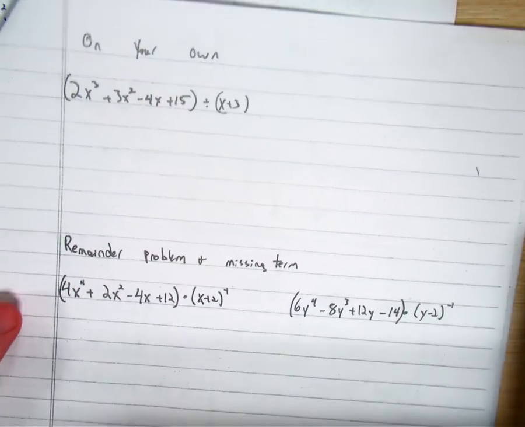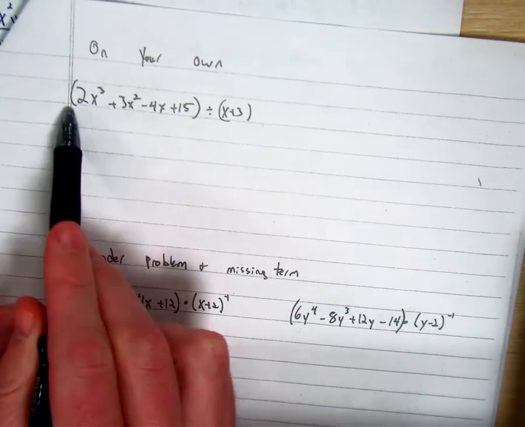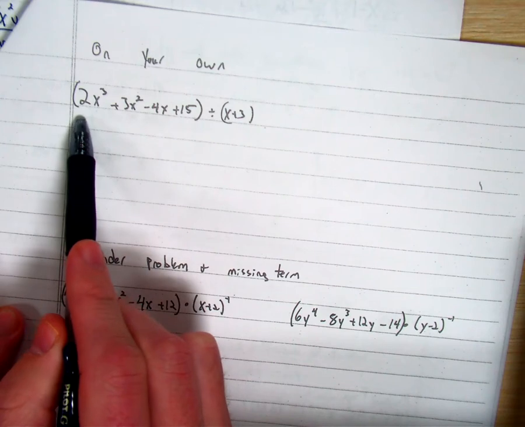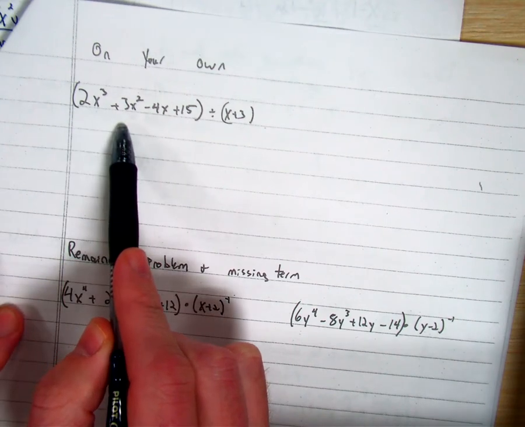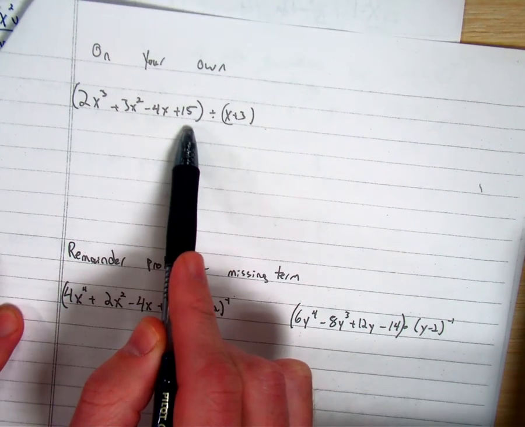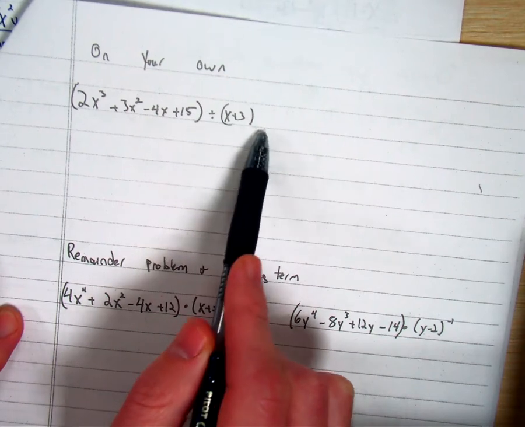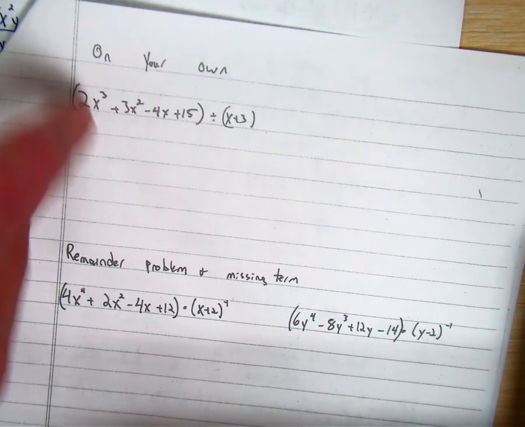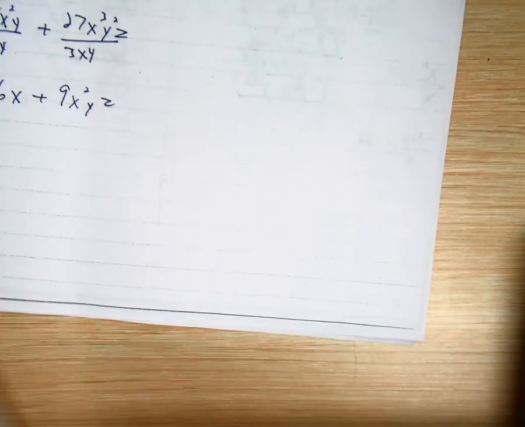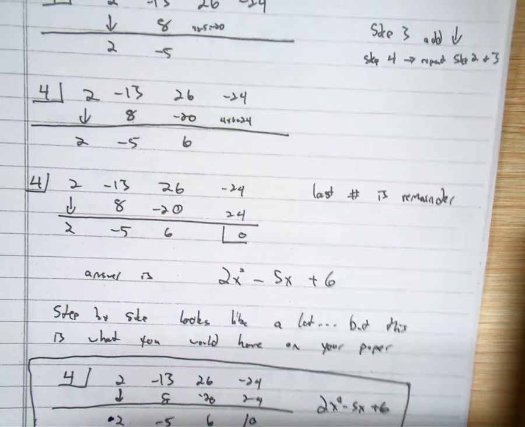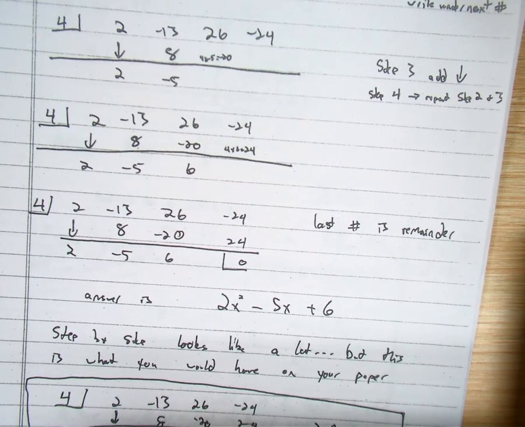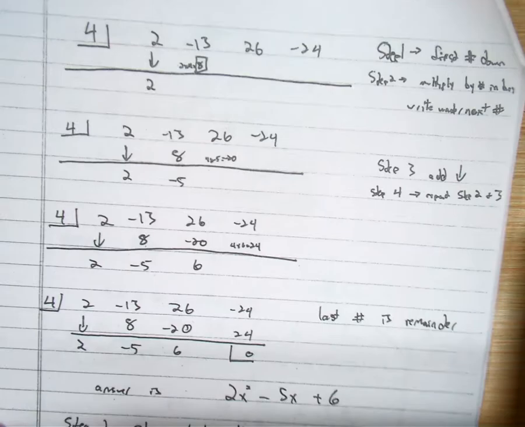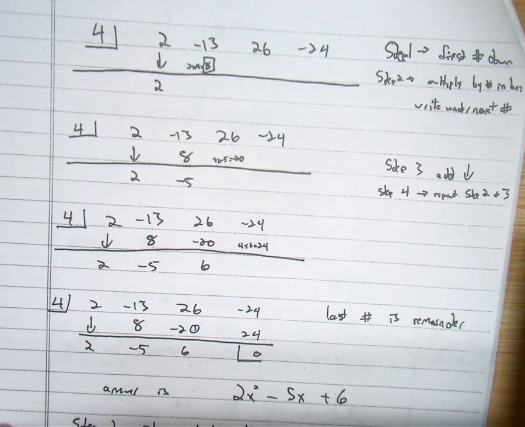Alright? So, let's write this one down. 2x to the third plus 3x squared minus 4x plus 15 divided by x plus 3. Okay, so once you get that written down, I'll flip it over here if you want to see the step-by-step. And you can pause it right here to see your step-by-step to work through that other one.